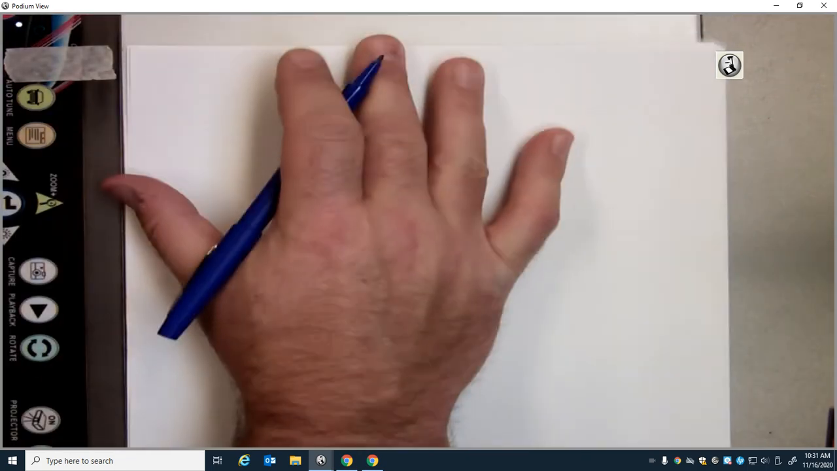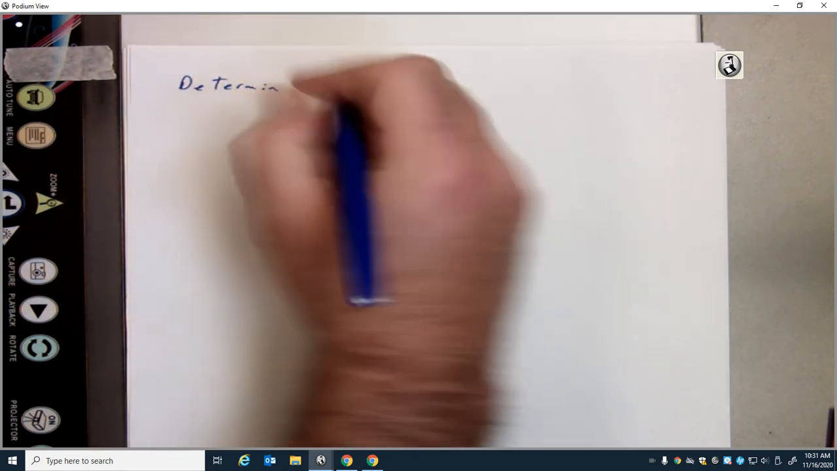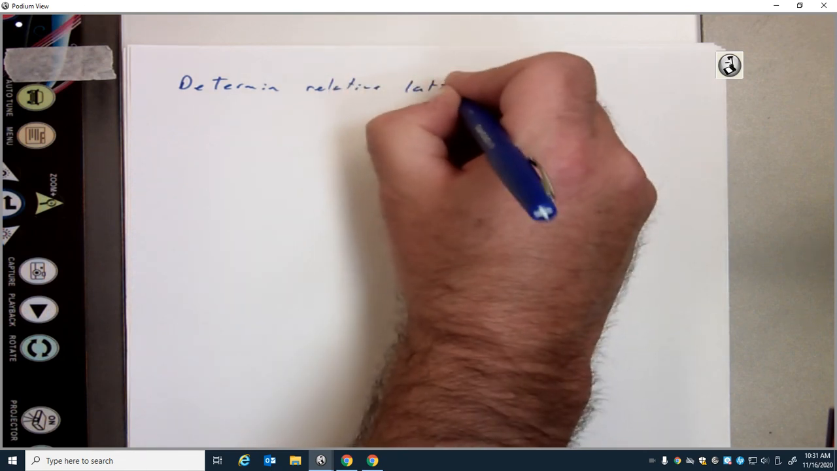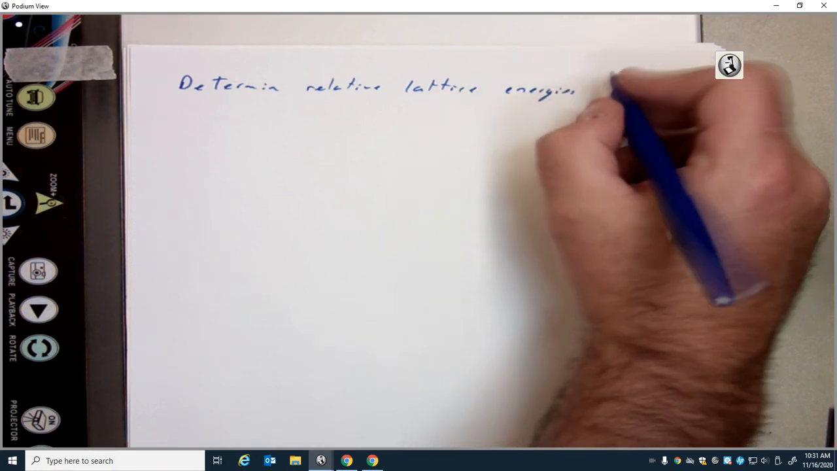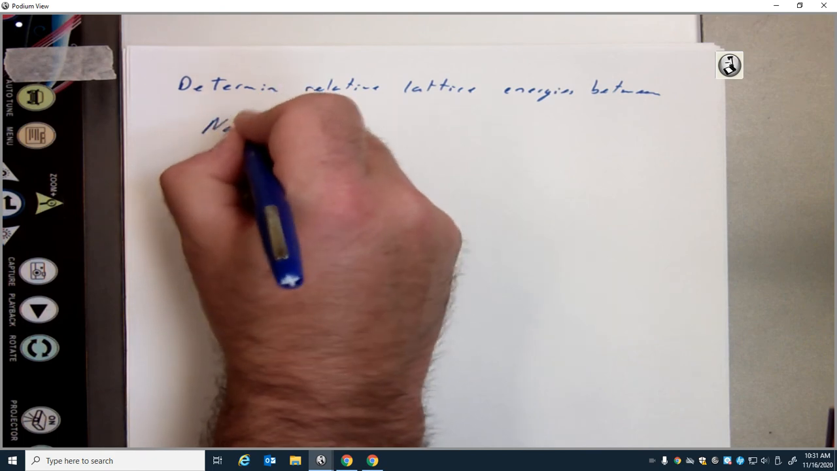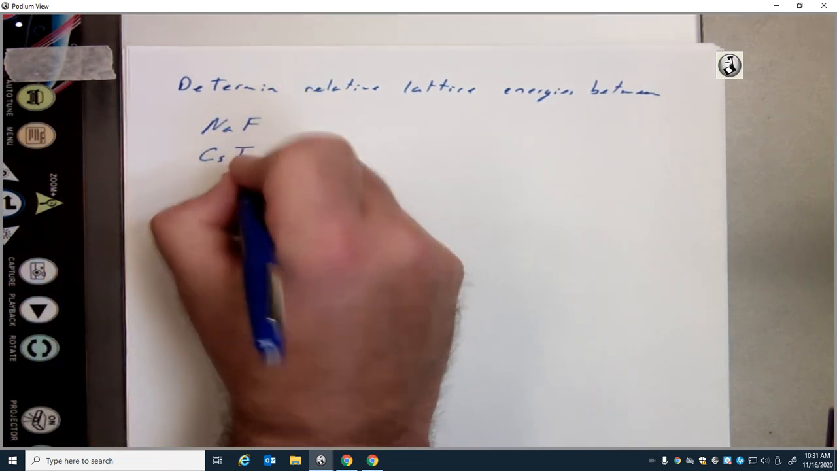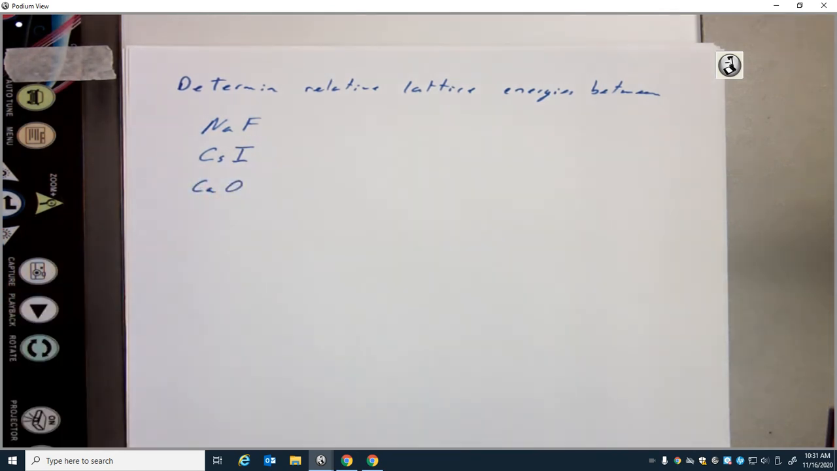So let's just try this. Determine relative lattice energies between NaF, CsI, and CaO. Okay, which is going to have the strongest lattice energy and which one's going to have the weakest?